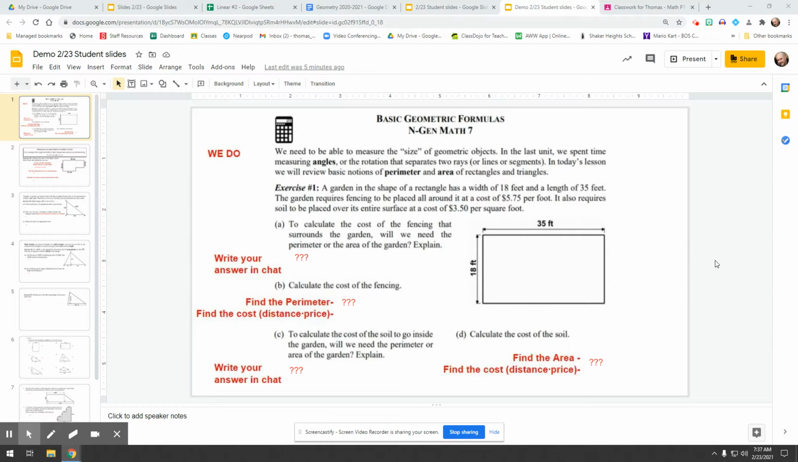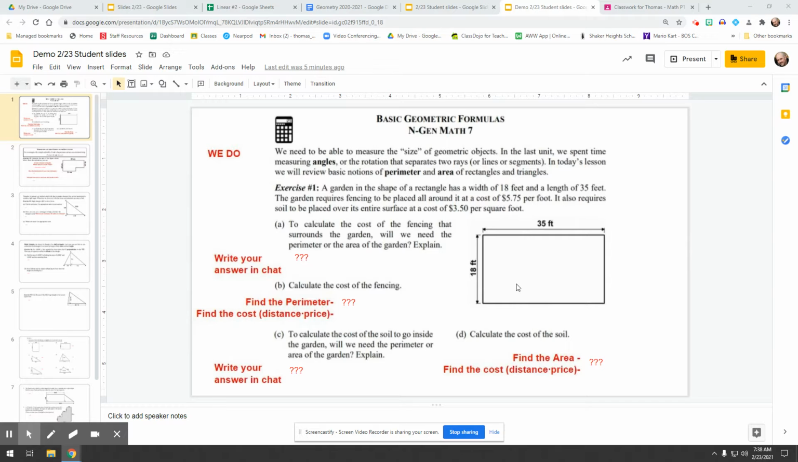In this question, we have a garden in the shape of a rectangle, and it has a width of 18 feet and a length of 35 feet. The garden requires fencing to be placed all around it at a cost of $7.50 per foot. It also requires soil to be placed over the entire surface at a cost of $3.50 per square foot. So to calculate the cost of the fencing that surrounds the garden, will we need the perimeter or the area of the garden? And explain.